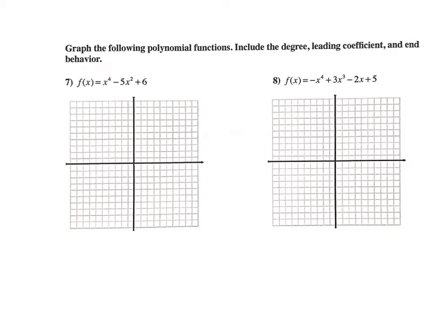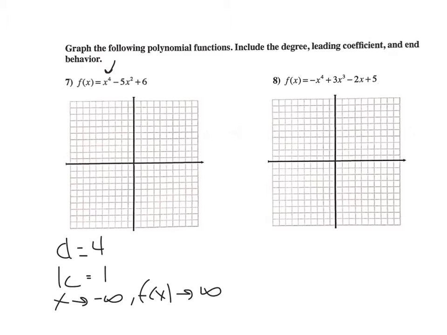All right, a couple, we've got to graph them and tell degree, leading coefficient, and behavior. First one, the degree is 4. Remember, degree means the biggest exponent. Leading coefficient is the coefficient in front of the leading degree, which is 1. In behavior, because it's even and positive, it's going to go up on both ends. So as x goes to the left, the graph is going to go up. And as x goes to the right, the graph is going to go up.